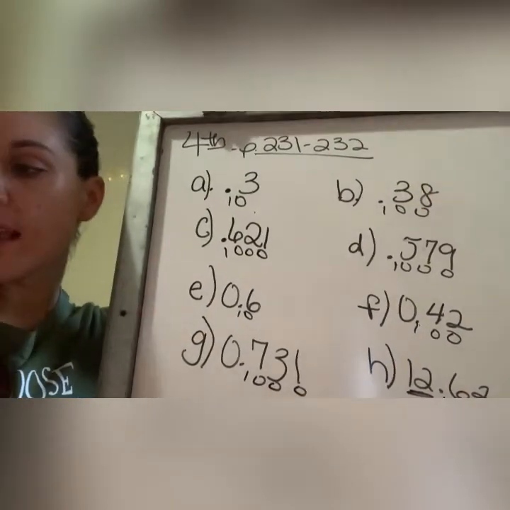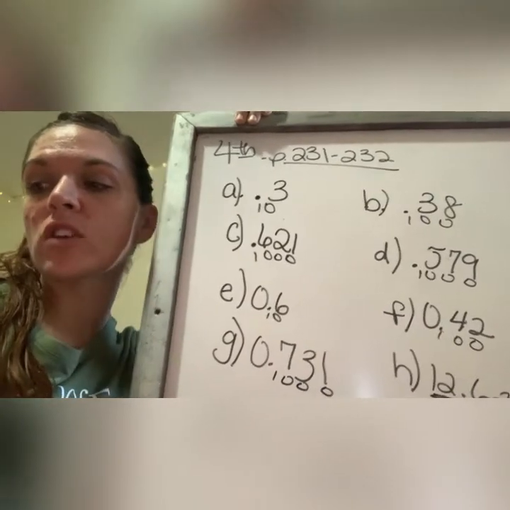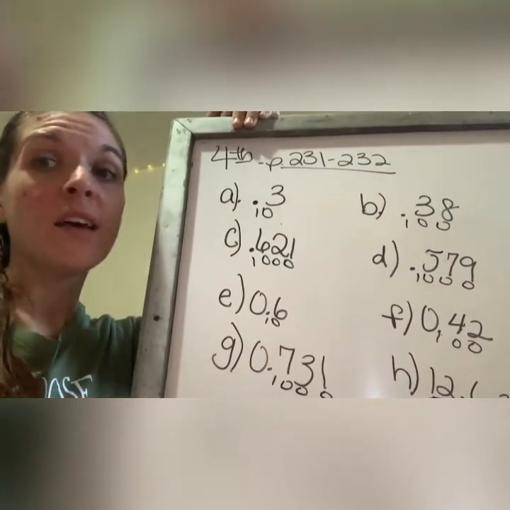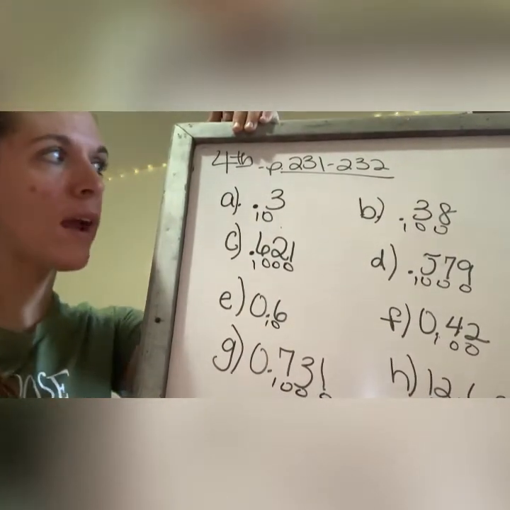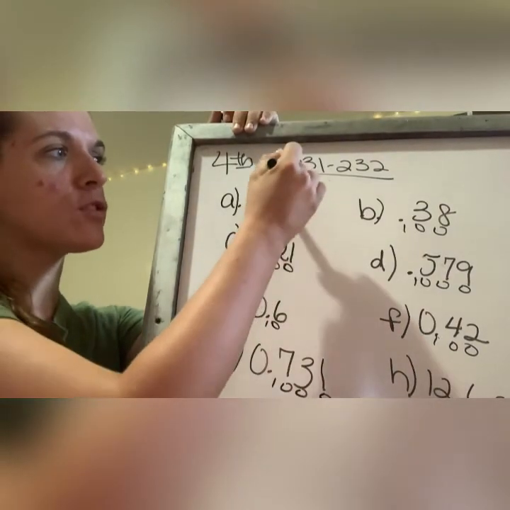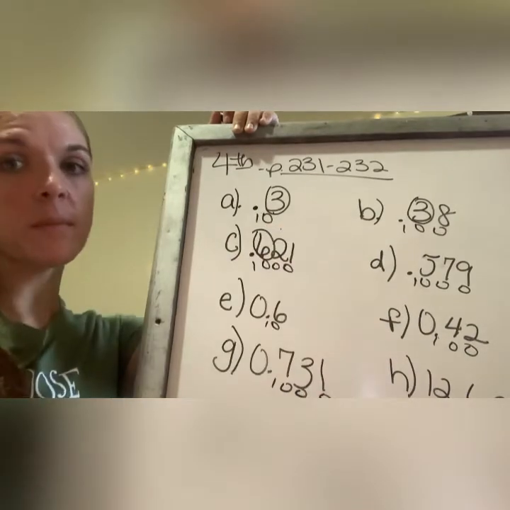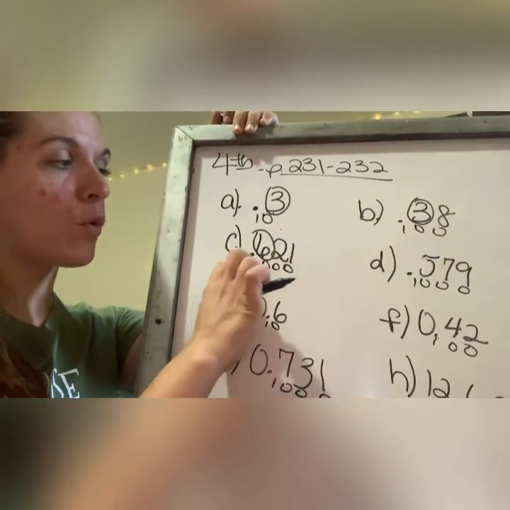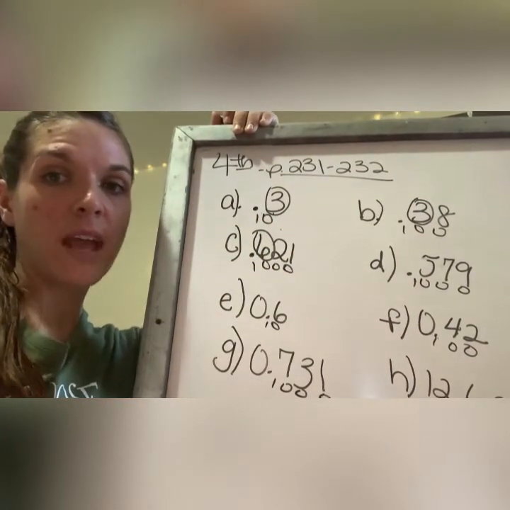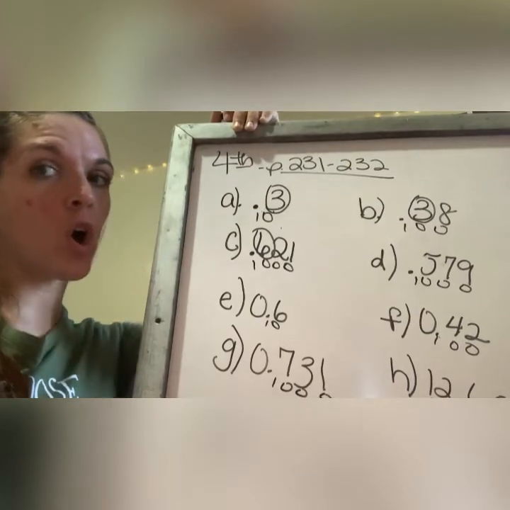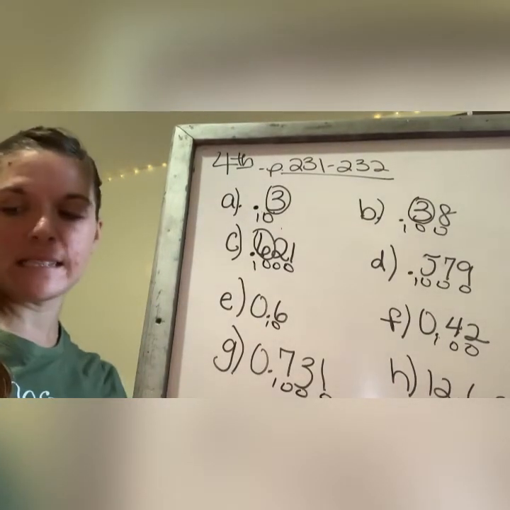But look at what it says. Read the decimal places and circle a digit in the tenths place. Okay, guys. The tenths place is the one right after the decimal point always. This is your tenths place. This is your tenths place. This is your tenths place. It's the one right after the decimal point. Okay? So go ahead and do it. Circle all the tenths place.